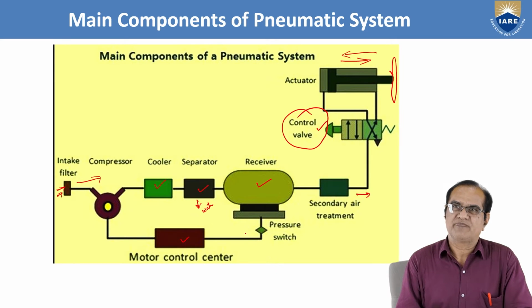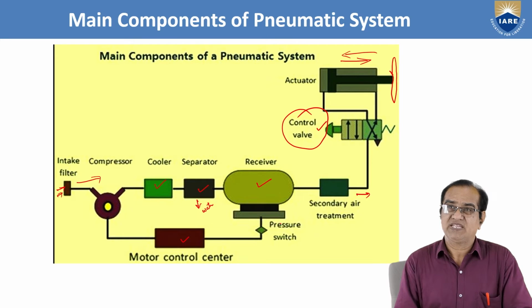Then it goes to the receiver, and if the pressure is high, the pressure switch will give the relief. And here is the motor control. It is an electrically controlling device. Secondary air treatment. After this, the air is again treated so that only pure and good air is entering inside the chamber.